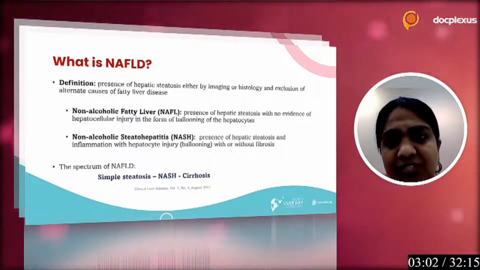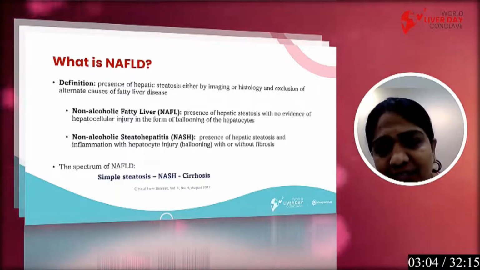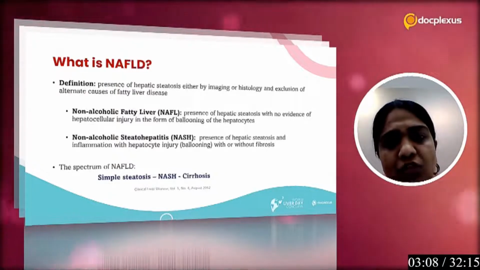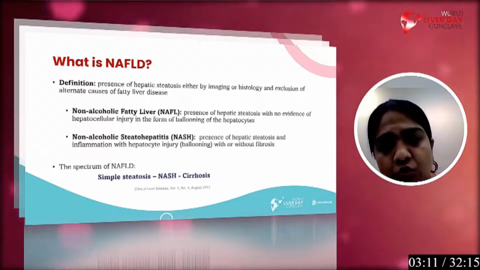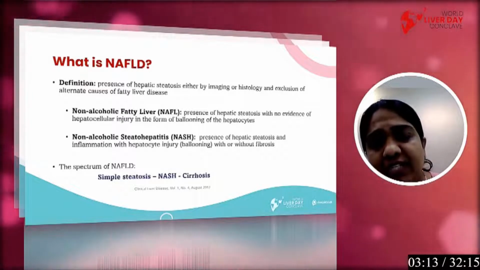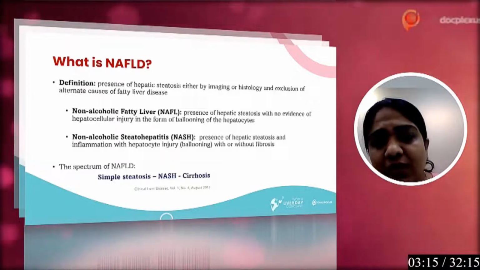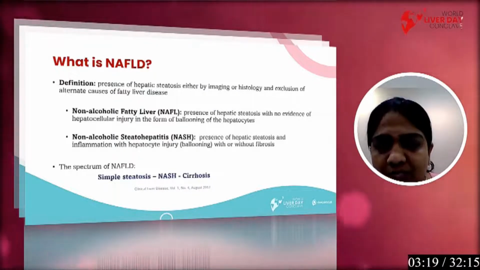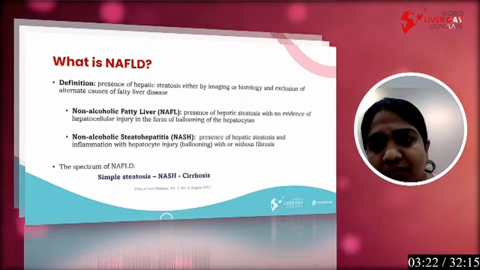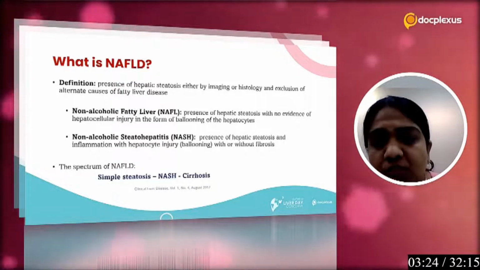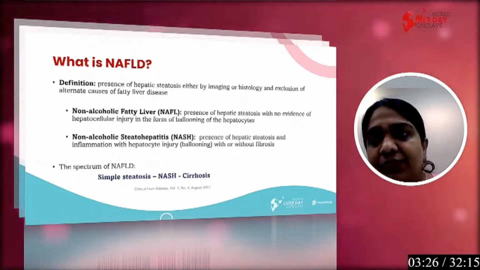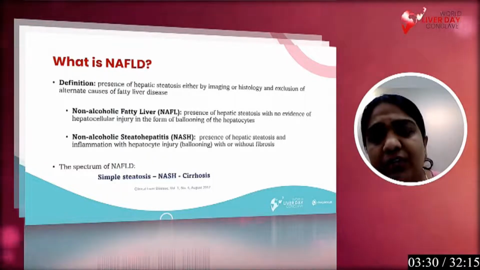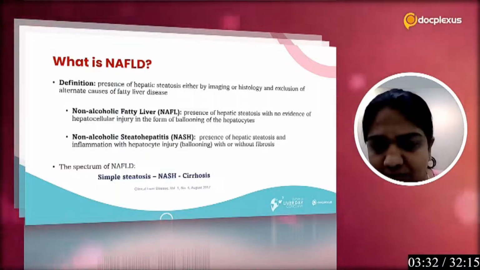So the spectrum of this disease, non-alcoholic fatty liver disease, is from simple steatosis, simple non-alcoholic fatty liver disease, to NASH, that is steatohepatitis, which includes inflammation, hepatocyte injury with or without fibrosis, and cirrhosis of liver, where there is a frank fibrosis of the liver. And in a few instances, we also see hepatocellular carcinoma with or without cirrhosis of liver.